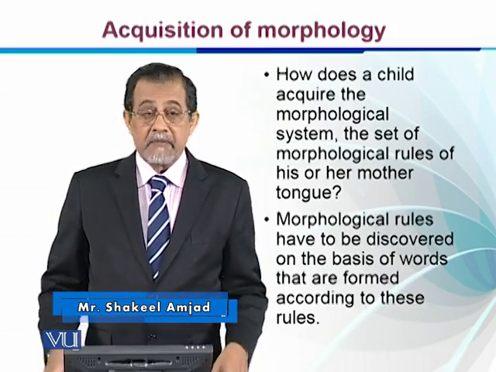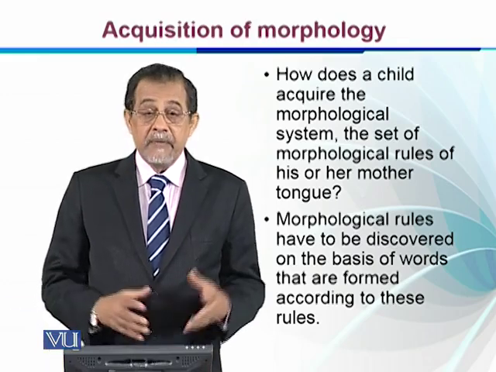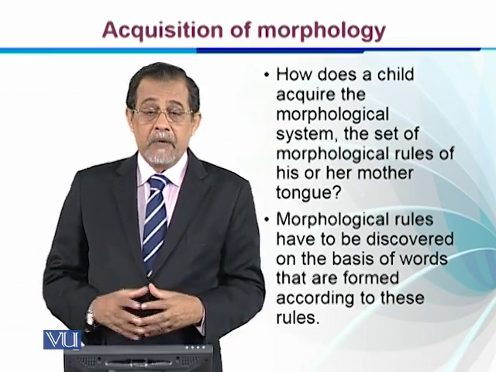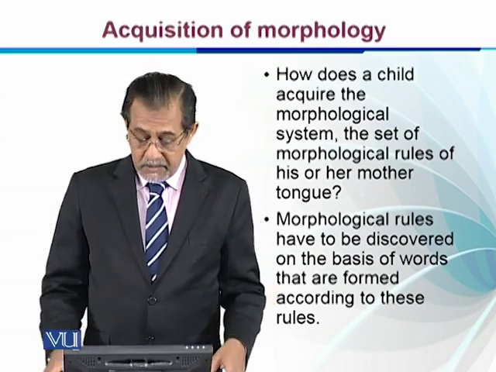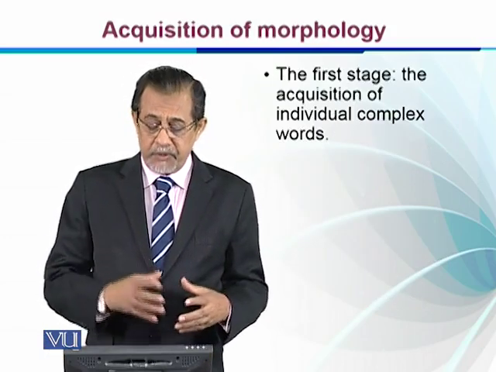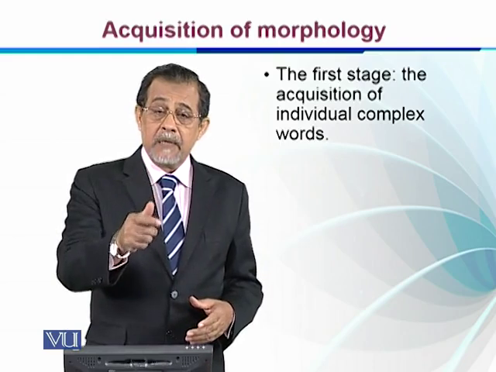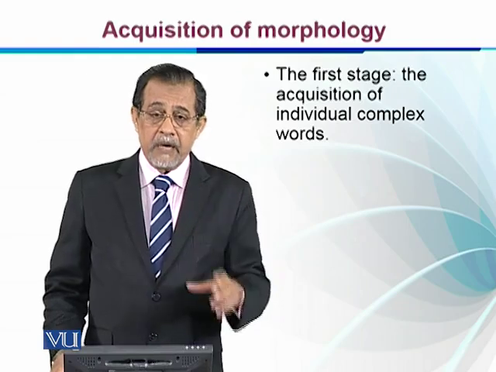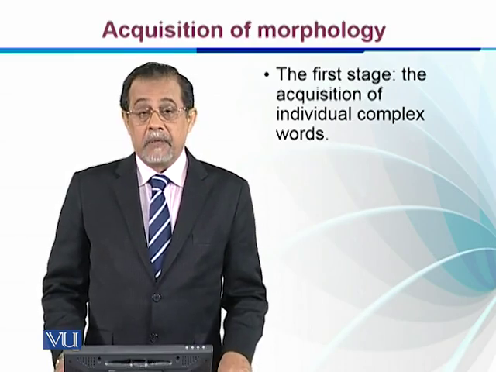Morphological rules have to be discovered on the basis of words that are formed according to these rules. Obviously, we make complex words according to certain rules by joining certain affixes as prefixes or as suffixes. The first stage in the acquisition of language of a child is the acquisition of individual complex words. Does a child memorize the complex word, or does he apply the rules by which different affixes are added? That is an important question for the morphologists.